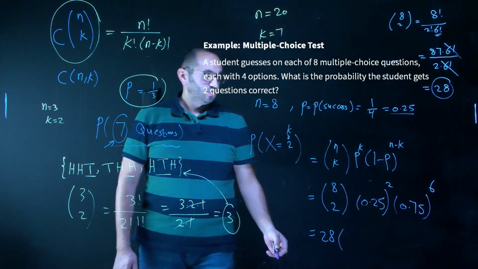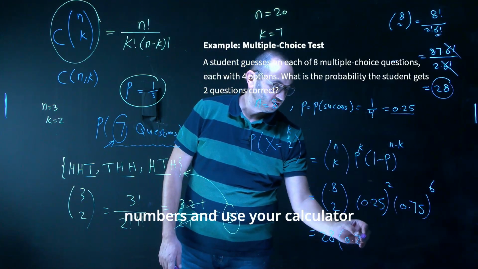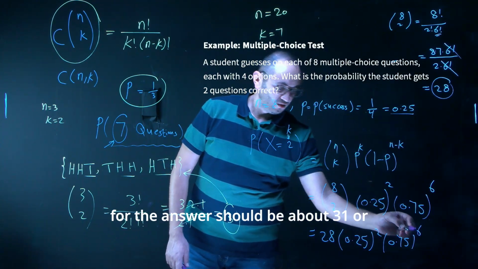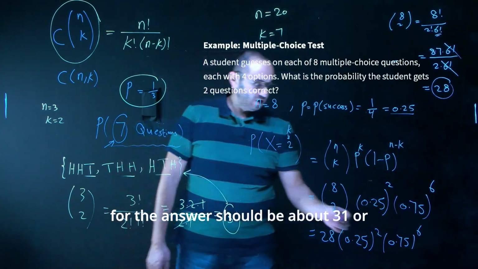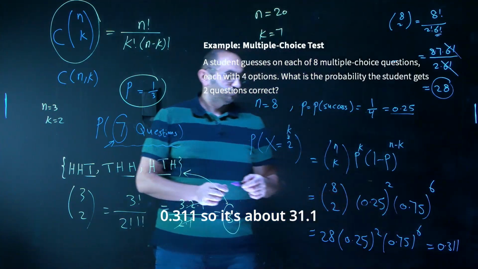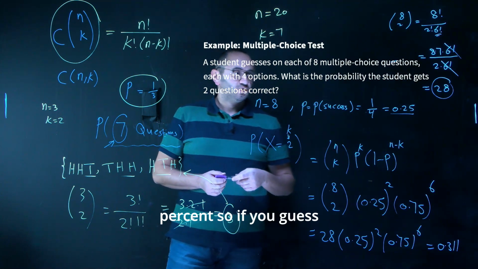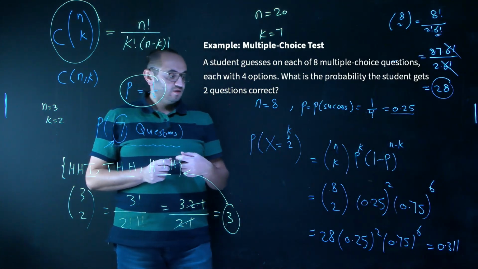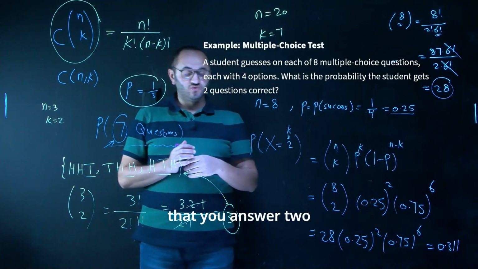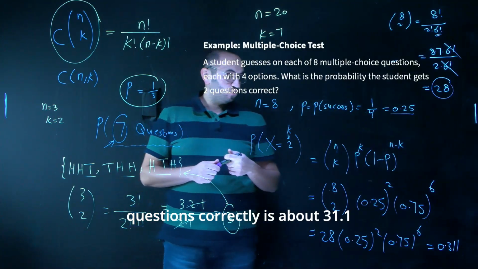times, you can plug in the numbers and use your calculator. The answer should be about 0.311. So it's about 31.1%. So if you guess in the exam, then the probability that you answer 2 questions correctly is about 31.1%.